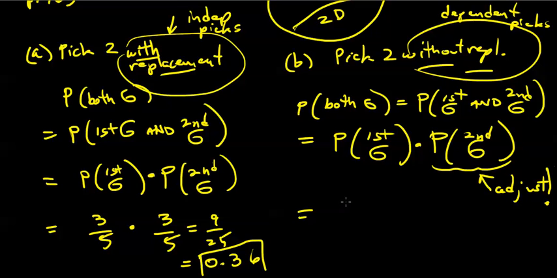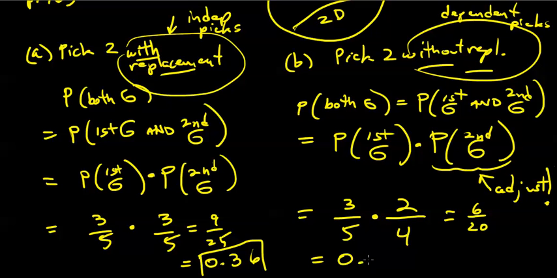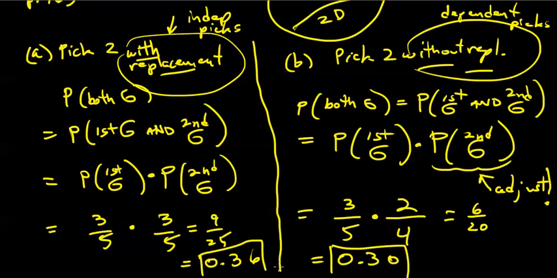So what's the probability that the first one is good? Well, we still got 3 good out of 5. What's the probability that the second one is good? Again, without replacement, you've got 1 less available in the pool to pick, and you've got 1 less good one to pick also. So 3/5 times 2/4 reduces to 6/20, or 0.30. So you can see that the probabilities change whether we do or do not have independent or dependent events that we're describing the probability of.